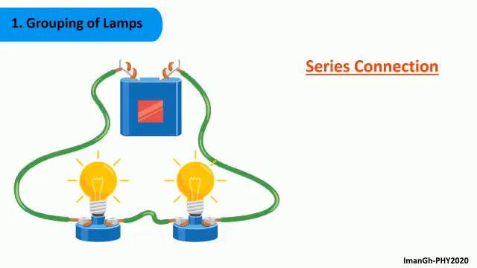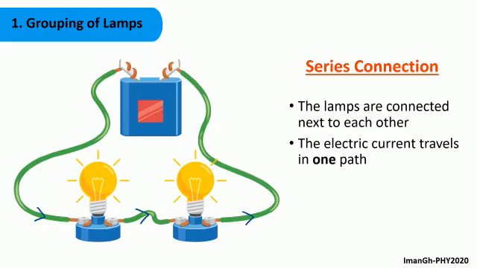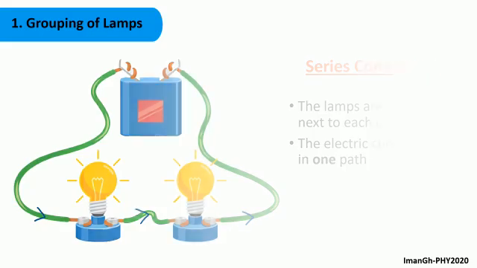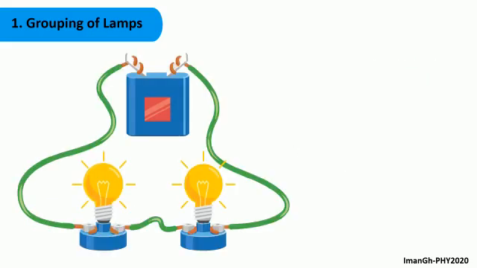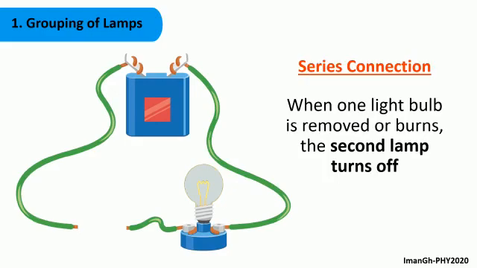So in this case, the lamps are grouped in series, where they are connected beside each other. And as you can observe in the figure, the current travels in one path only. So what will happen if we remove one of these lamps? Observe the figure carefully. In series connection, if we remove one of the lamps, the other lamp will not light because the electric current travels in one path only.